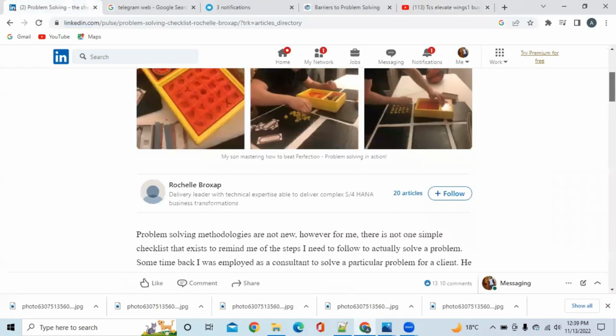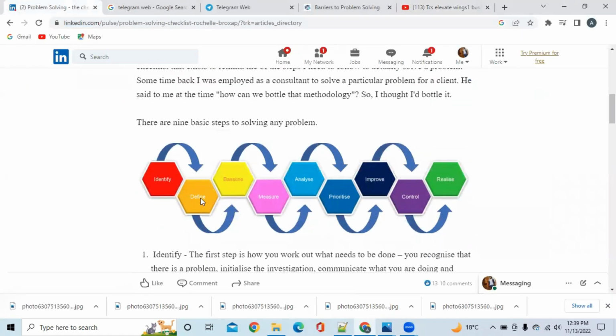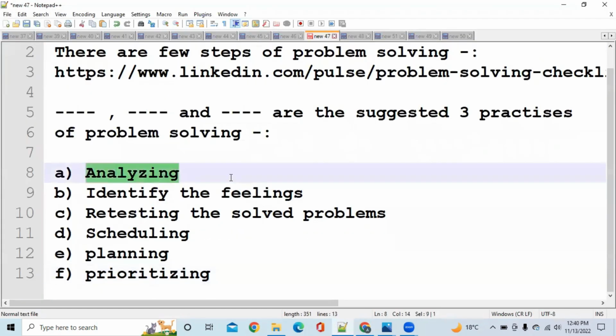Okay, so if you go to the article, then you can find there are different steps: identify, define, baseline, measure, analyze, prioritize, improve, control, realize. Okay, so these many steps they have given. Also in the next cycle they may ask a question on each of these steps. They may ask like, which of the following states this step of problem solving. Now let's come to our question.